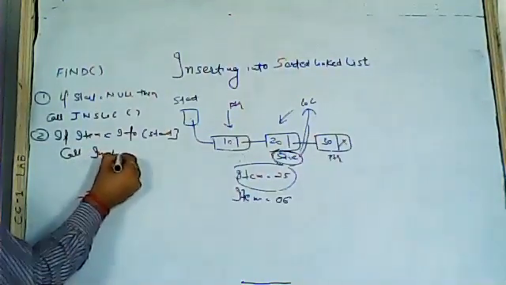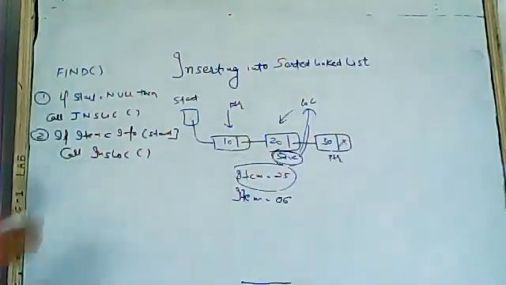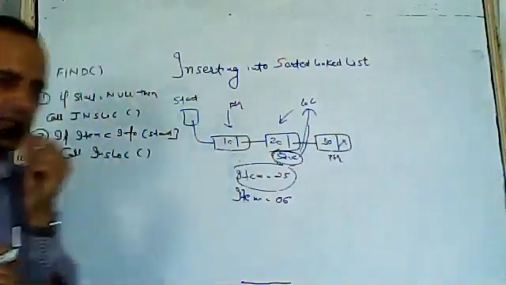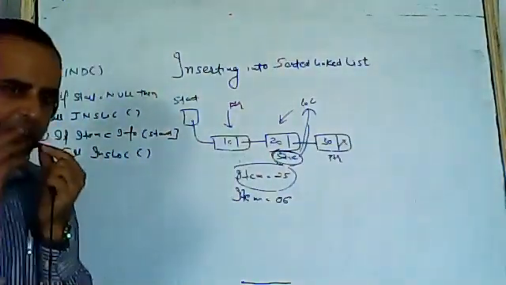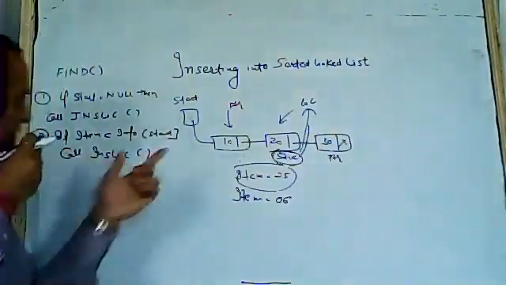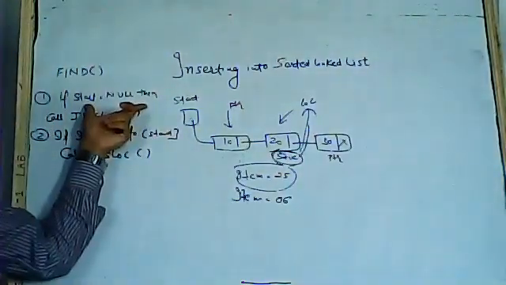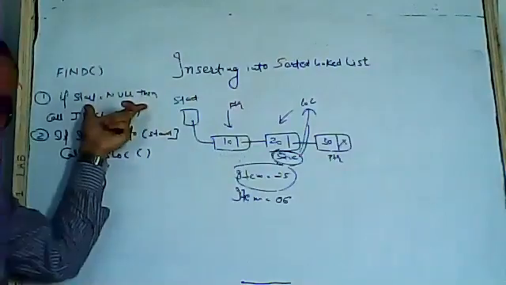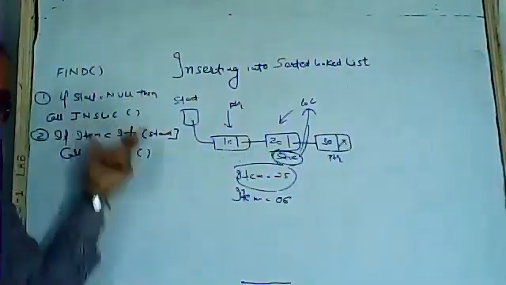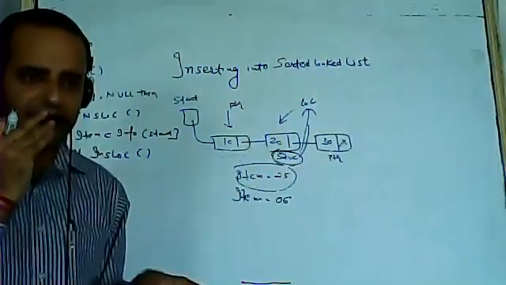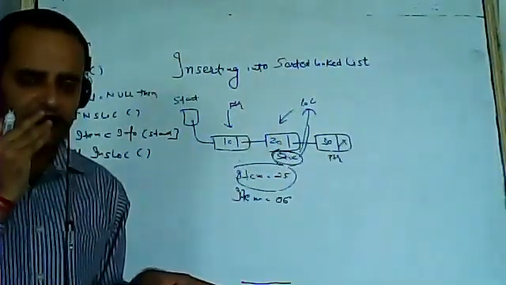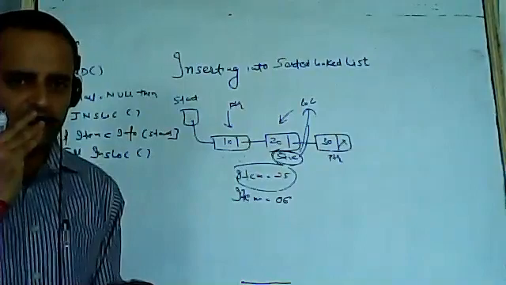The insert location algorithm you have already done. These first two steps are clear or not? If start is null, then there is no node in the list, so where will we insert? At the beginning. With insert location, we know that when we don't have any location to insert, we always insert at the beginning.